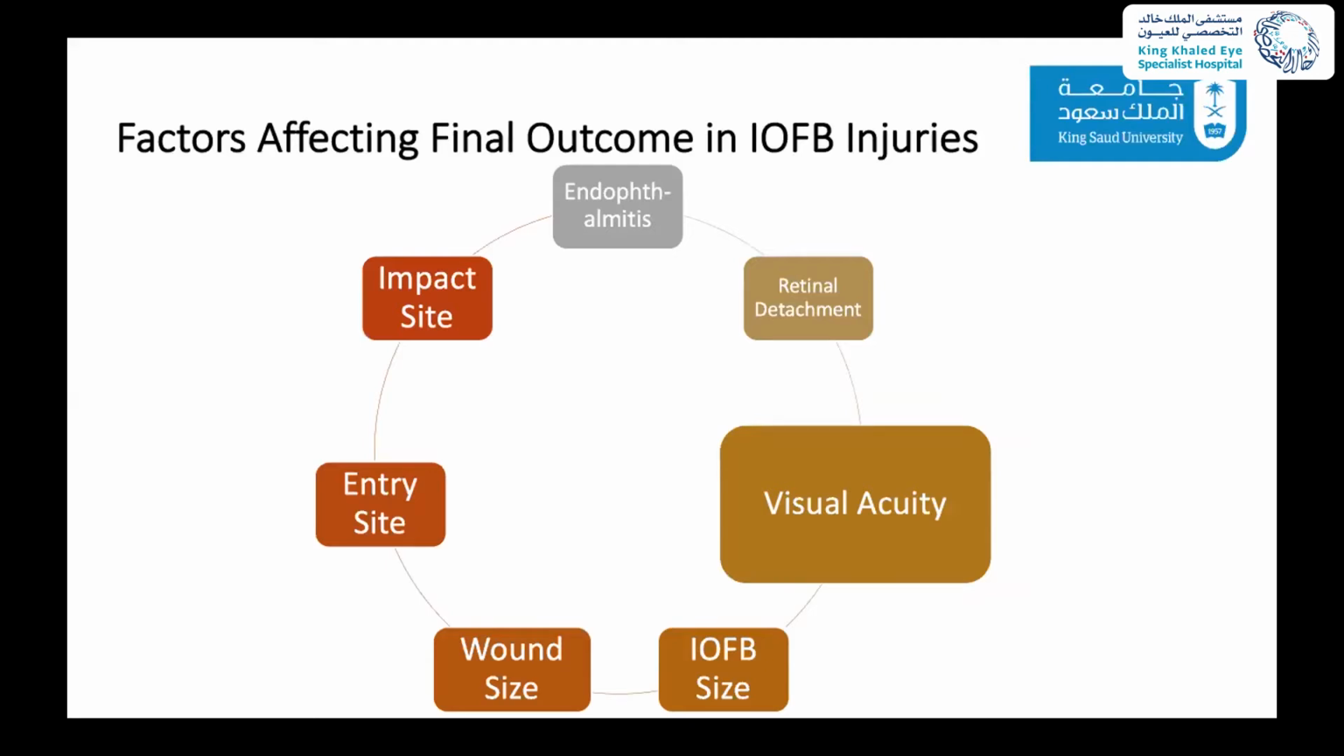The factors affecting the final outcome of intraocular foreign body injuries are interconnected and related to each other. Each factor affects the others in different ways, whether in a good way or a bad way for the final outcome.